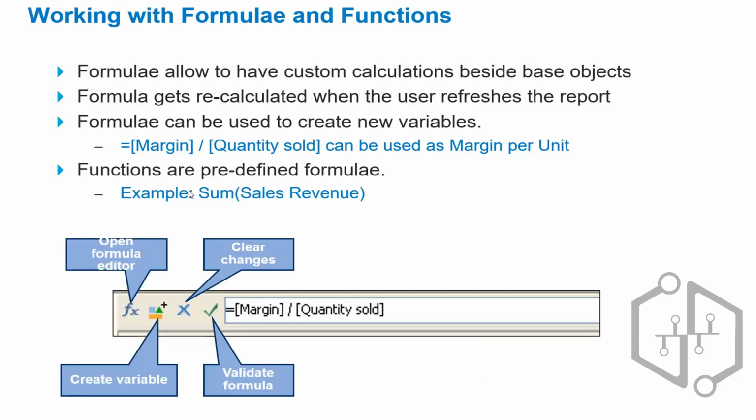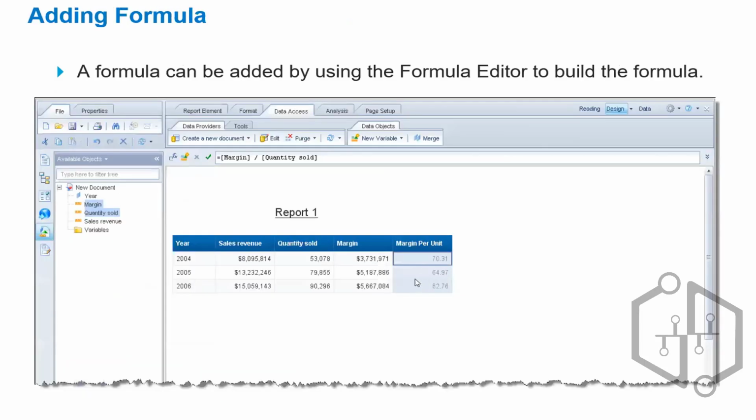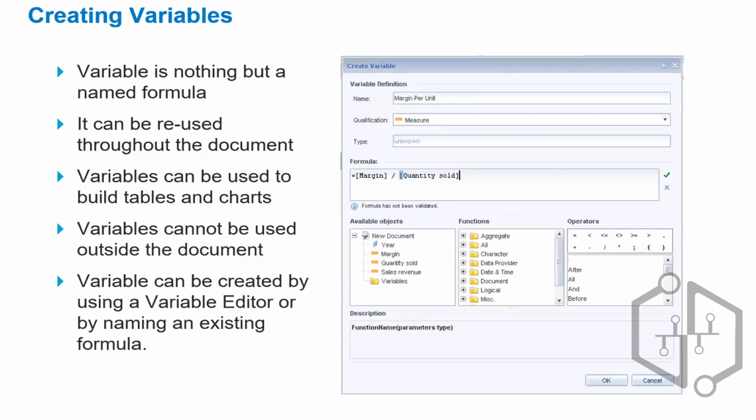Adding a variable, we will keep it as margin per unit. We will name it so that it can be accessible for reporting purposes in other tables. But if we just create a formula, it is not reusable. Like if we insert it here, I'll show you what that is. This is the process for creating a variable.